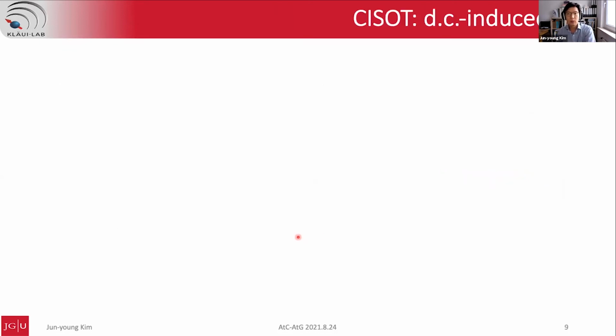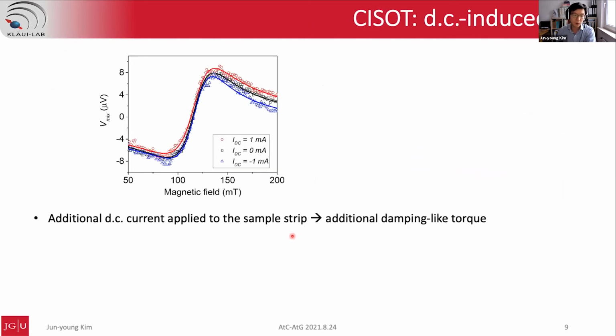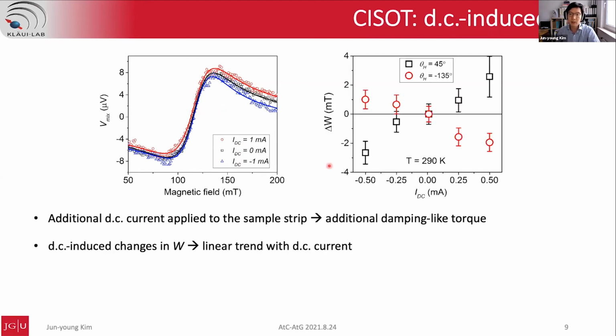Okay, then we look at the current induced spin-orbit torque by looking at the DC dependence of the ST-FMR spectra. So we applied additional DC current as shown here, ±1 milliamps. And then you can see there's a slight change of the width of this peak, from when we go to +1 milliamps to -1 milliamps. And when you look at this systematically, we can see the linear relation of the width of the peak with the DC current.